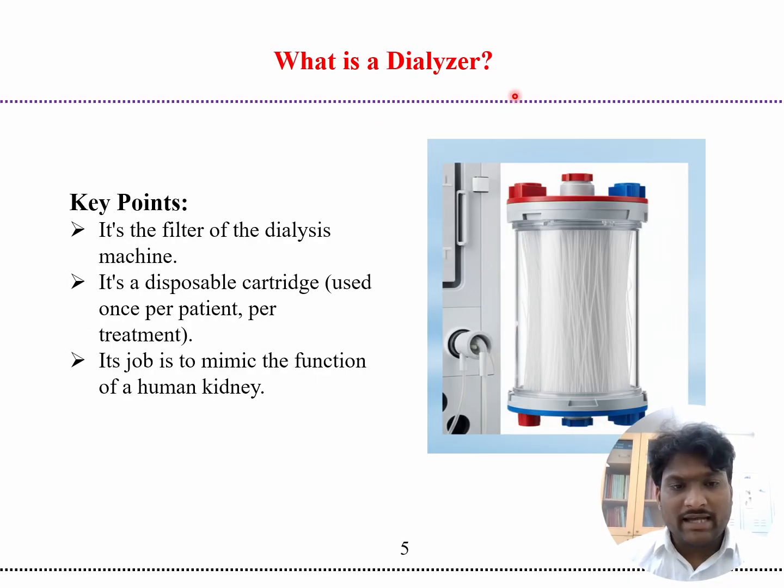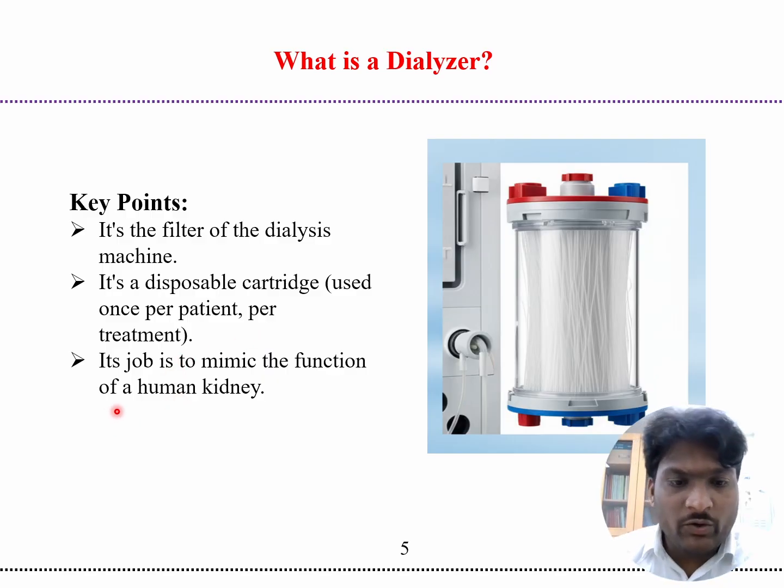And what is a dialyzer? It's the filter of the dialysis machine. It is a disposable cartridge, and you can see the fiber, thread-like things inside. It is used once per patient per treatment. Its job is to mimic the function of a human kidney. That is its main function.